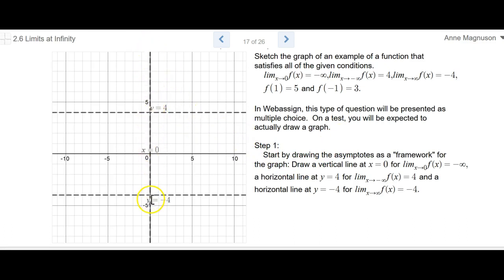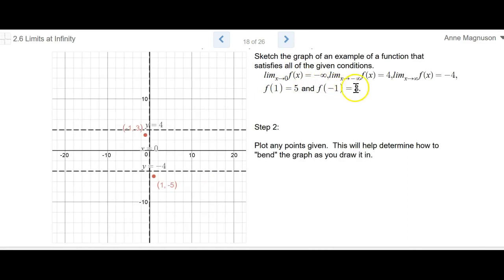One way to do these problems is to start by drawing the asymptotes as a framework for your function. So if you look at the limit as x approaches 0 of f of x is minus infinity, that's telling you that x equals 0 is a vertical asymptote. And these two limits at infinity are 4 and minus 4, so those are telling you that you have two horizontal asymptotes. So that's your framework.